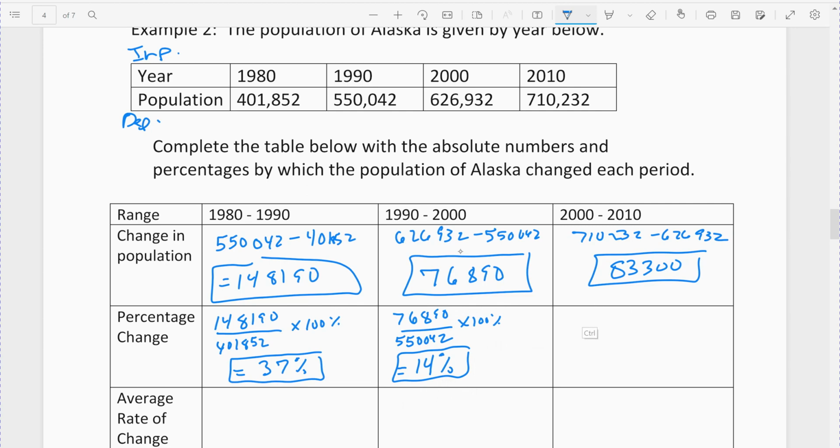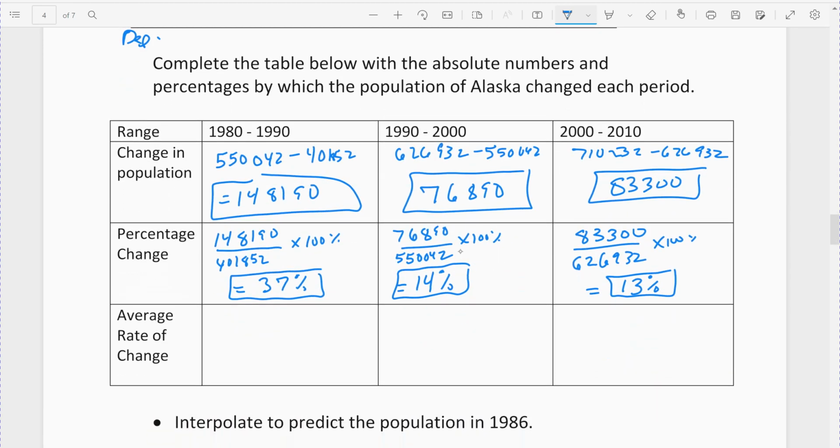And then between 2000 and 2010, same thing. The difference was 83300. We divide by the 2000 year, which would be 626932 times my percent. It's less than that, so I'm going to round to the whole percent, 13%. All right, so the population grew every year, but the last two sets were much smaller than the first one. It grew by a lot more between 1980 and 1990. It grew by less from 1990 to 2000, and it was close to the same, but it's still less. So every year it grew by a little bit less between the years.